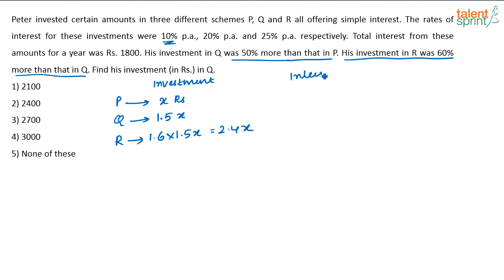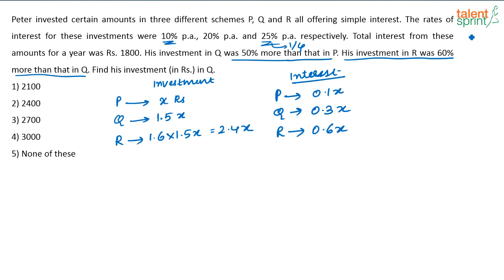So, what is the interest that he is receiving in each case? For the investment P, the interest that he is receiving is 0.1x or 10% of x. For investment Q, he is receiving 20% of 1.5x, or that is nothing but 0.2 of 1.5x, which is nothing but 0.3x. For R, what is the interest that he is receiving? 25% per annum, or 25% of 2.4x, or that is nothing but 2.4 divided by 4. 25% is 1/4, correct? So 2.4 divided by 4, or it is nothing but 0.6x. See, remember, whenever you have such percentages, 25%, take it in terms of fractions. It is easier to solve. Okay. So the interest that he receives for R is 0.6x.